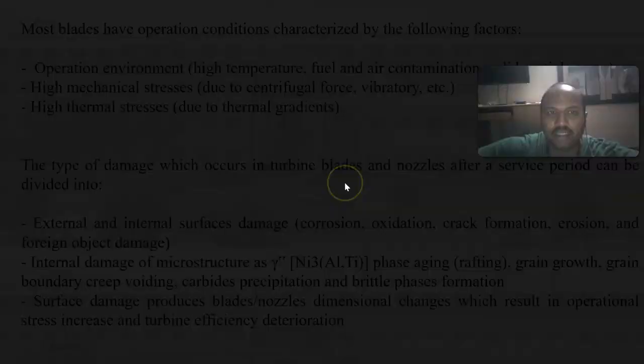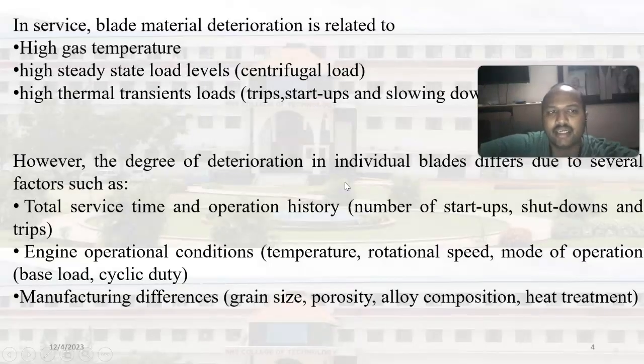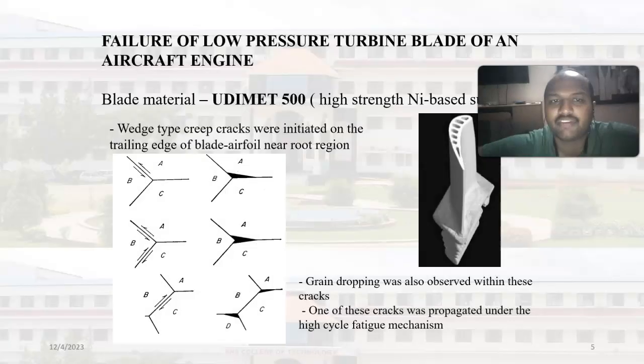Coming to the next point, the deterioration differs for each individual blade, depending on the total service time and the operation history. As you can see, there will be a number of startups, shutdowns and trips for a particular aircraft engine, along with the total service time and the engine operation conditions. Next is the manufacturing part.